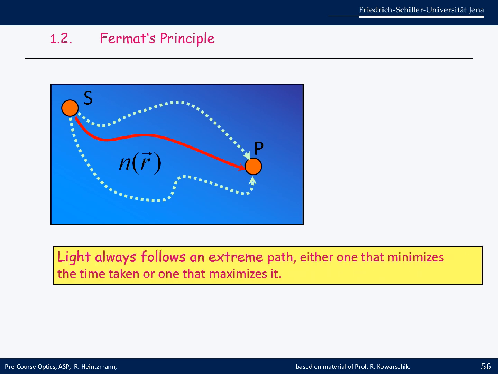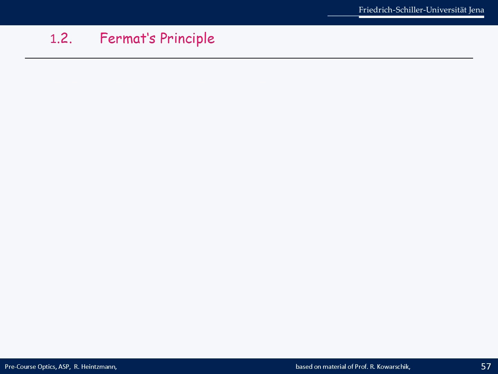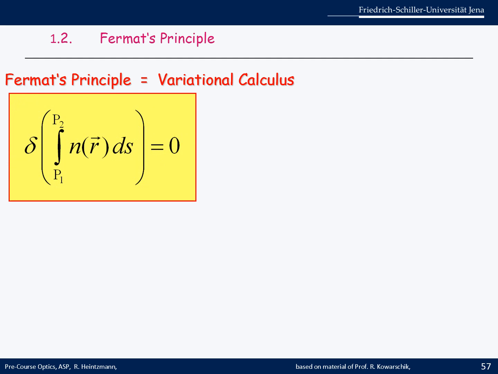So light always follows an extreme path, either one that minimizes the time taken or one that maximizes it. There's a mathematical version of Fermat's principle, which is based on variational calculus. For those who know how this works, you would calculate the first variation of the optical path length, which is defined by this integral along the position S over the refractive index. That's the total optical path. If you go from point 1 to point 2, this needs to be 0, and that would explain how the light actually seems to travel.